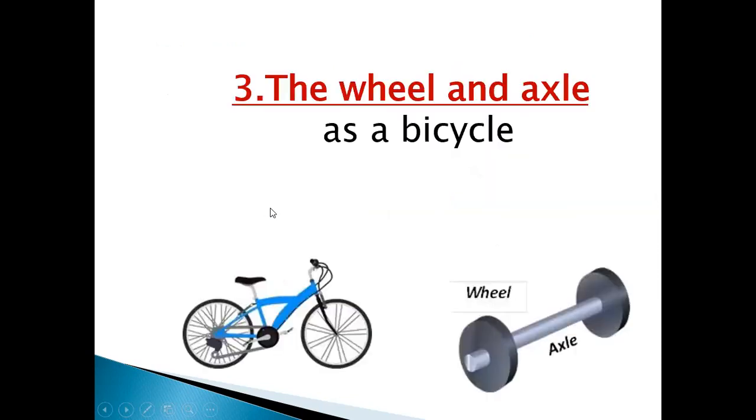Okay? The third type of simple machines, it's called wheel and axle. Like what in our daily life? Like the bicycle. What does it mean by this?